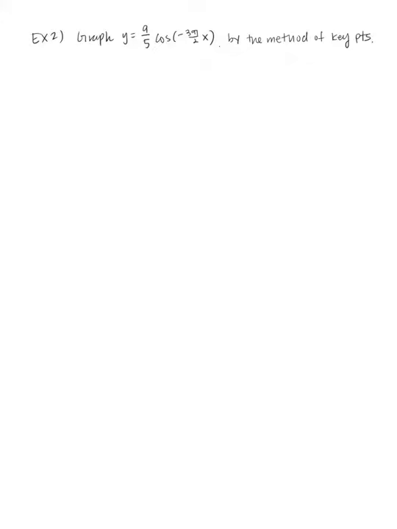Before I do this, remember cosine is an even function. So let me rewrite this. This graph is the same thing as 9 over 5 cosine of 3 pi over 2 x. I just don't like to deal with the negative argument. Cosine of x is an even function. Okay, so let's go with step 1.